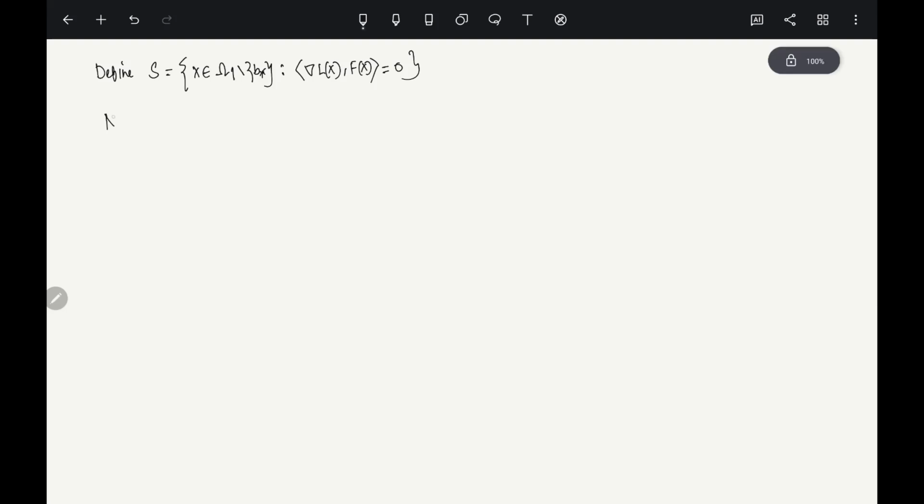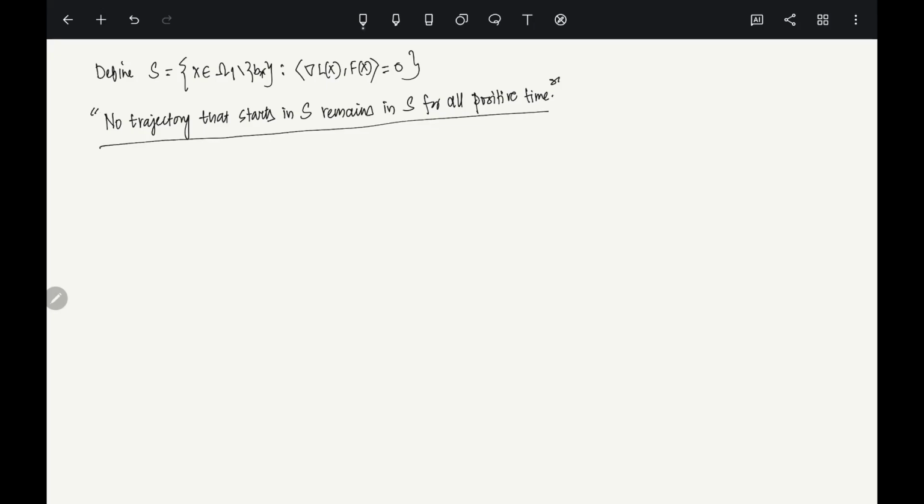It means that no trajectory that starts in S remains in S for all positive time t. This is what we assume now, for all positive time. So let's just assume this thing. This is our assumption. As we define this set, right?